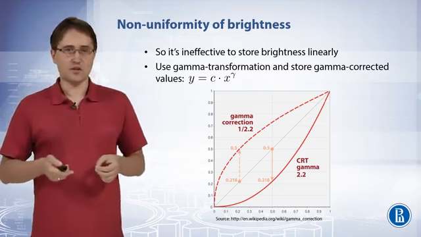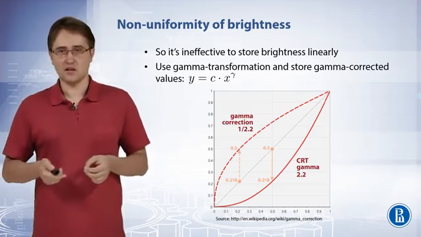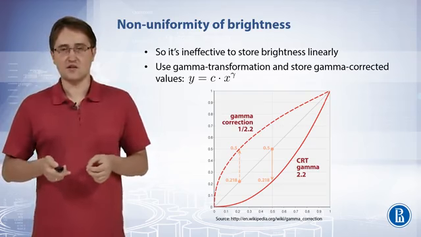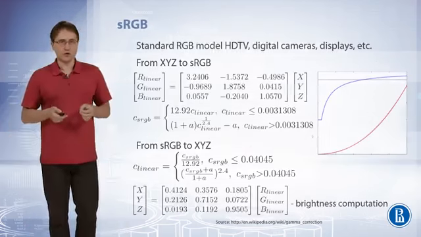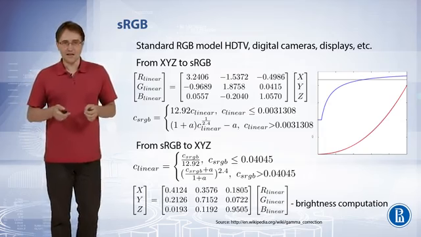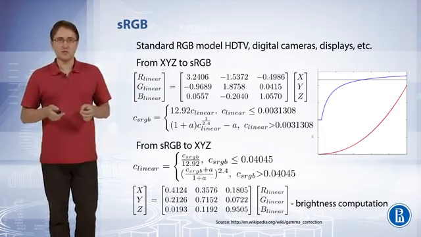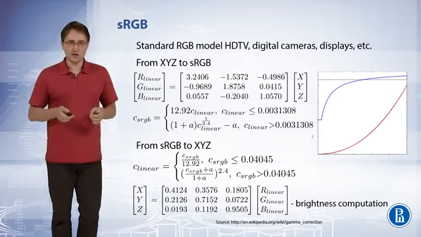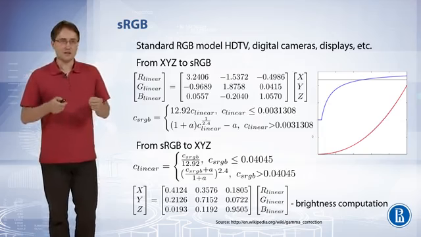So we can use gamma transformation and store gamma-corrected values instead of linear RGB values. To store gamma-corrected values is the main idea behind the sRGB model. The sRGB model is a standard RGB model used in high-definition television, digital cameras, displays, etc.